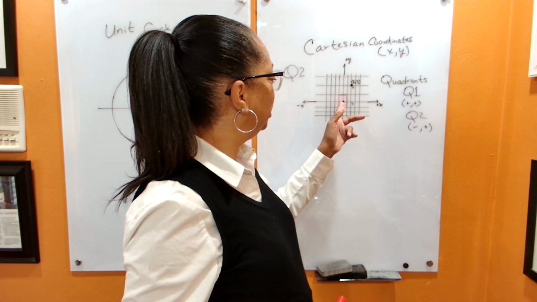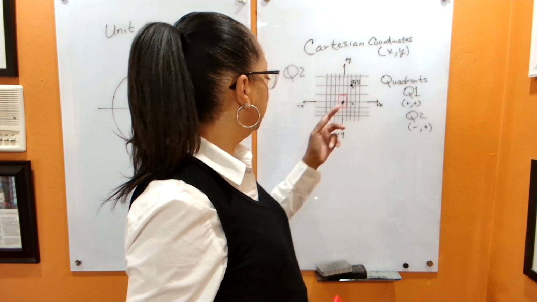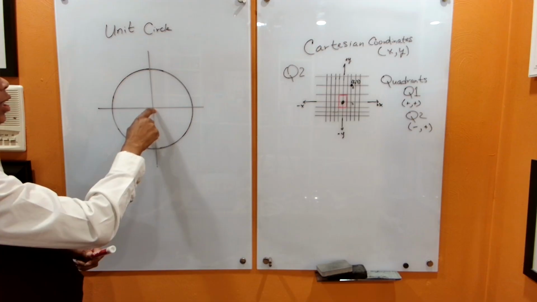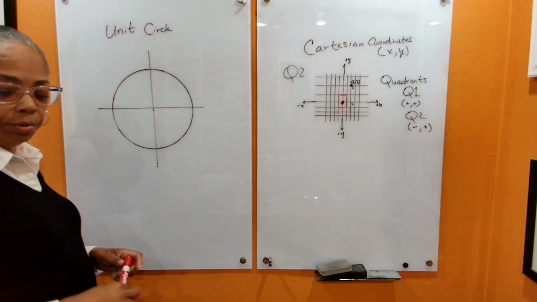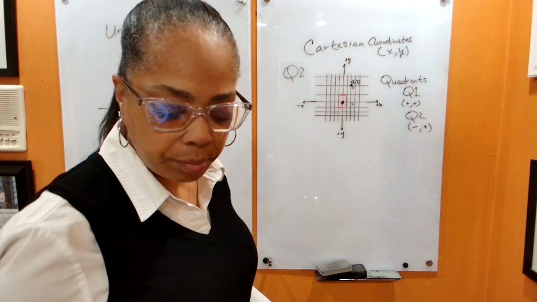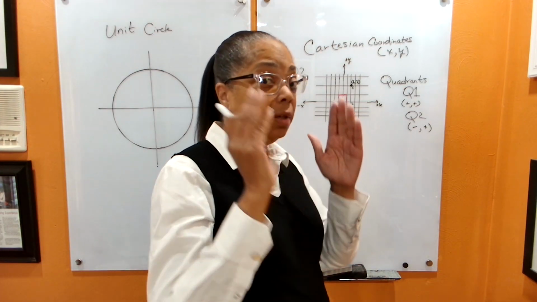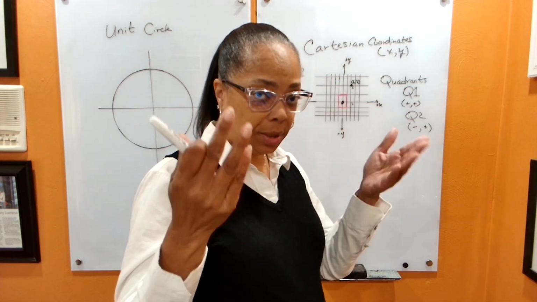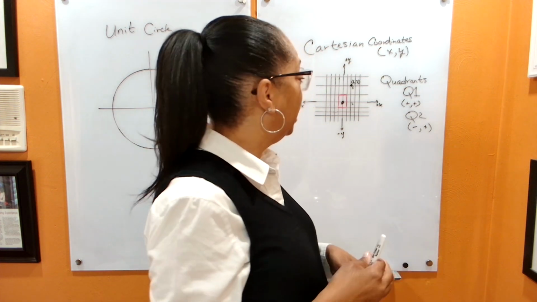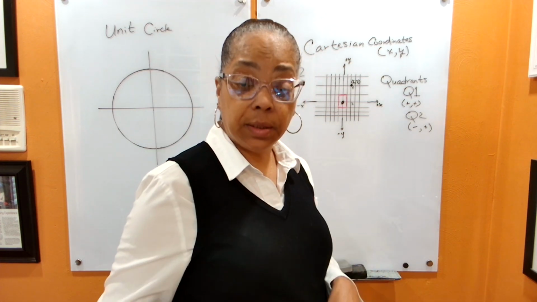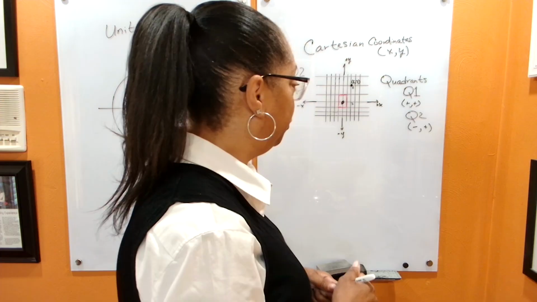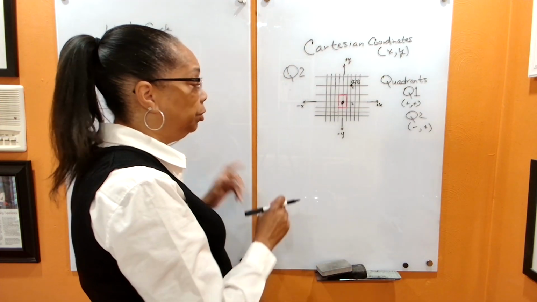But this point in the middle is where we start off right here with our unit circle. So, how are we doing that? We're going to think about it, visualize it, and then make it make sense. Let me finish this quadrant stuff before we get going to the unit circle.